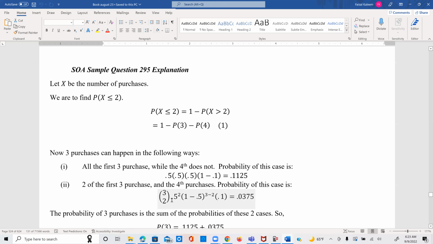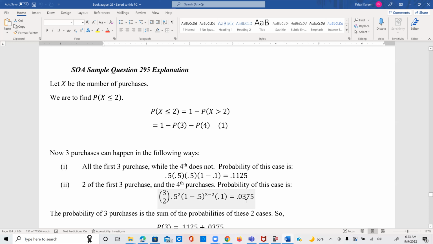The reason why we do the first 3 separately and the fourth separately is that the purchase probability of the first 3 is 0.5 each, so they can be lumped into a binomial situation, whereas the fourth one has a different probability. So we treat that differently. All this comes out to be 0.0375. Now you can convince yourself that these are the only 2 cases in which 3 purchases can happen. Either all the first 3 purchase and the fourth doesn't, or 2 of the first 3 purchase and the fourth also purchases. So this probability, second case, is 0.0375.